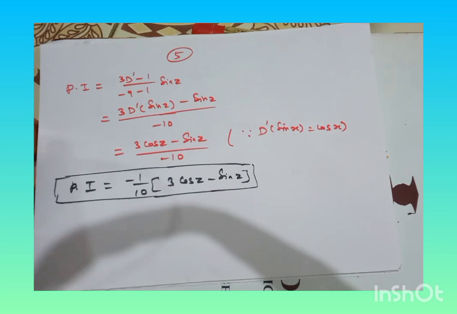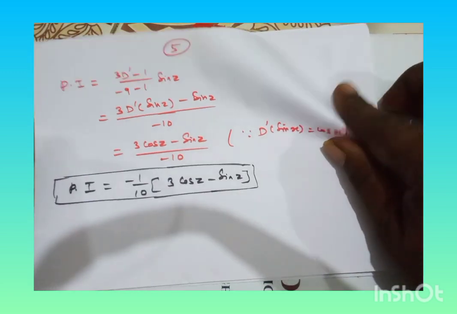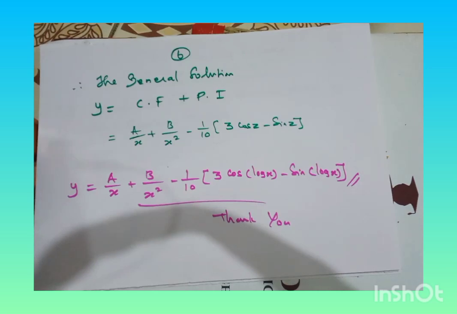So there are two parts to the general solution: one is the complementary function, and the other is the particular integral. We have to add these two terms: a by x plus b by x squared minus 1 by 10 into 3 cos z minus sine z. So this is the general solution. But the second term has z, so we have to convert it again into x terms. The required general solution is y equal to a by x plus b by x squared minus 1 by 10 into 3 cos of log x minus sine of log x.